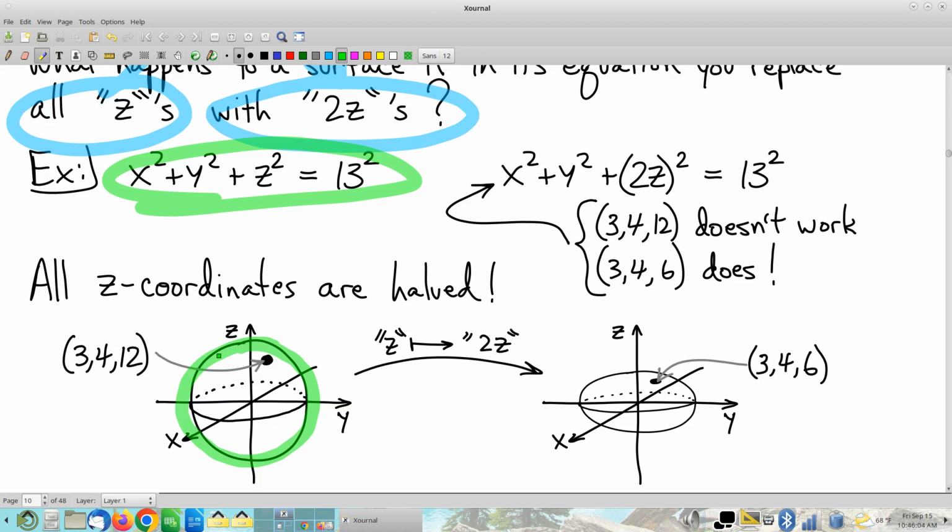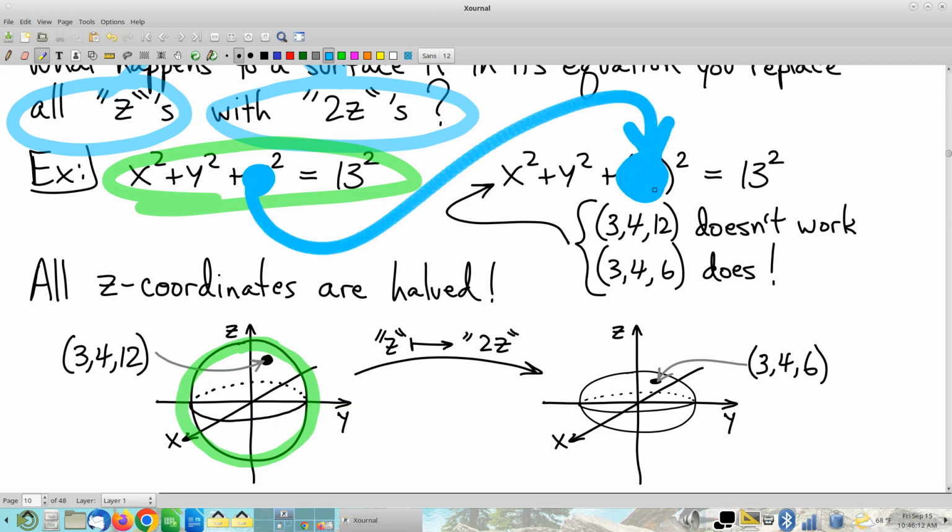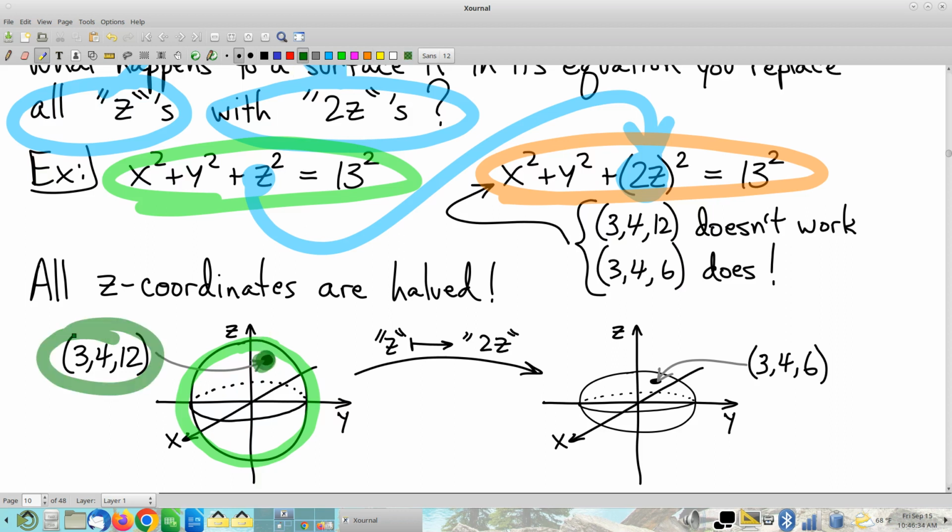Okay, so again, what happens if everywhere in this equation that I see a z, I replace it with 2z? I have tweaked my equation. My new equation here is a totally different equation. Absolutely not going to have the same surface. And easily observed. I can just literally take a point like 3, 4, 12 that works in the original equation, and it just straight up does not work in the new equation. Of course it doesn't work.